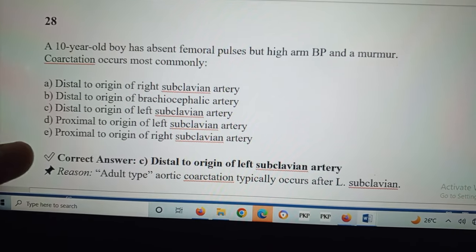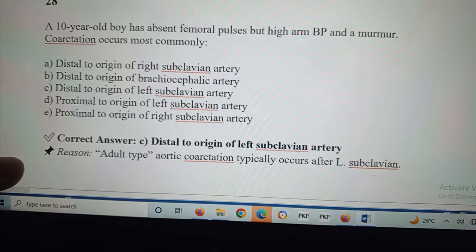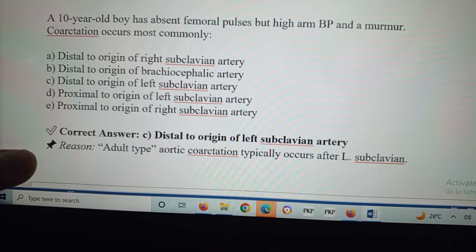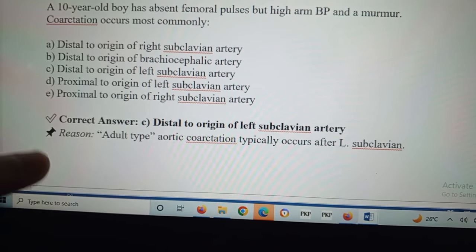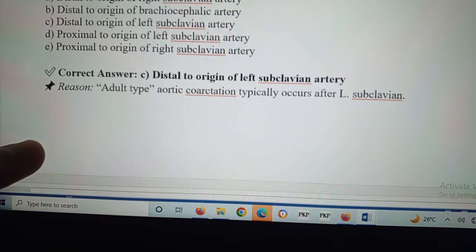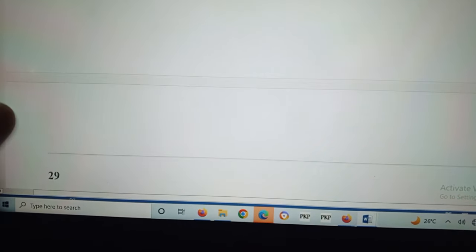A 10-year-old boy has absent femoral pulses but high arm BP and a murmur. Coarctation occurs most commonly distal to the origin of the left subclavian artery. Adult type aortic coarctation typically occurs after left subclavian.